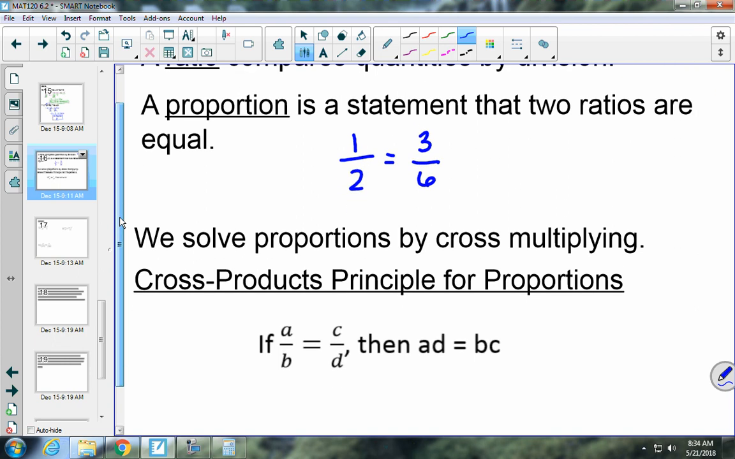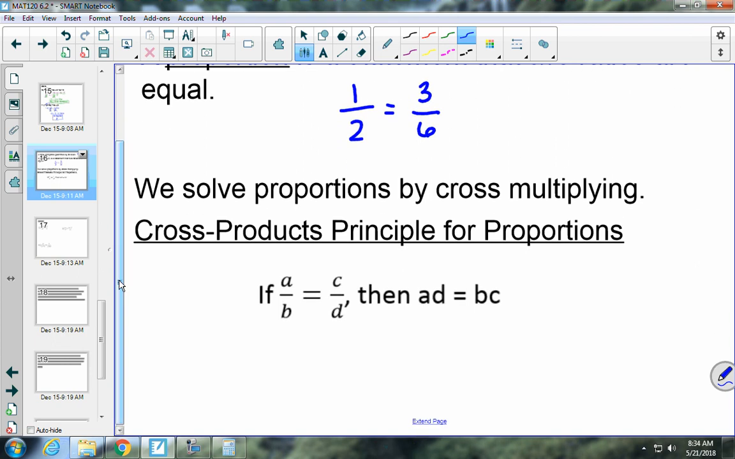More often than not, what we want to do is solve a proportion. So there's one of those numbers that we won't know. And we use cross multiplication. So we would multiply A times D, because they're on a diagonal, with B times C, because they're on the other diagonal. And we would set them equal to each other.